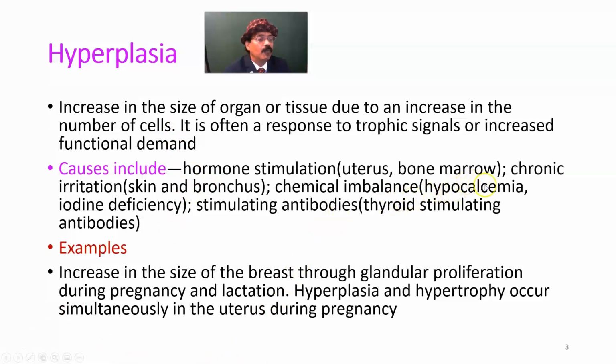Chemical imbalance: hypocalcemia can lead to hyperparathyroidism. Iodine deficiency may lead to goiter, a very large thyroid gland. It may even be caused by thyroid stimulating antibodies, as in Graves' disease. In that condition, also, the thyroid gland is increased in size. Example: increase in the size of the breast due to glandular proliferation during pregnancy and lactation. Hyperplasia and hypertrophy occur simultaneously in the uterus during pregnancy.